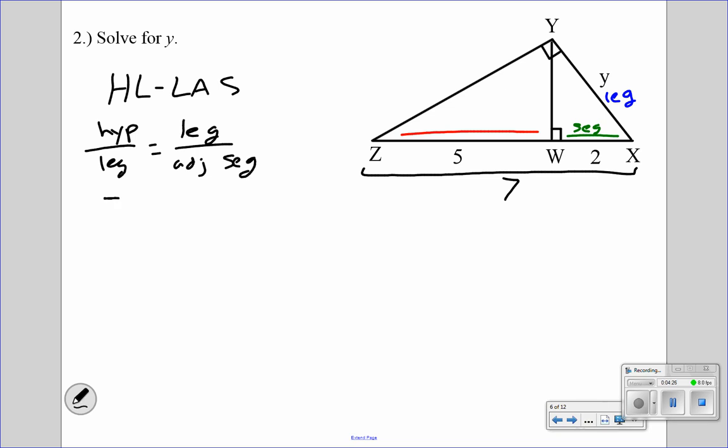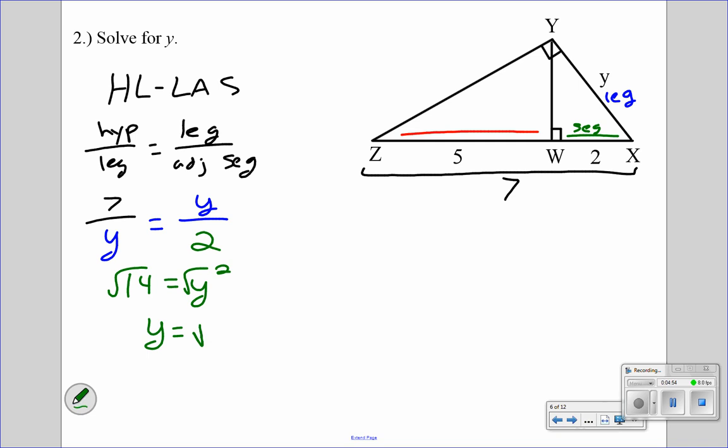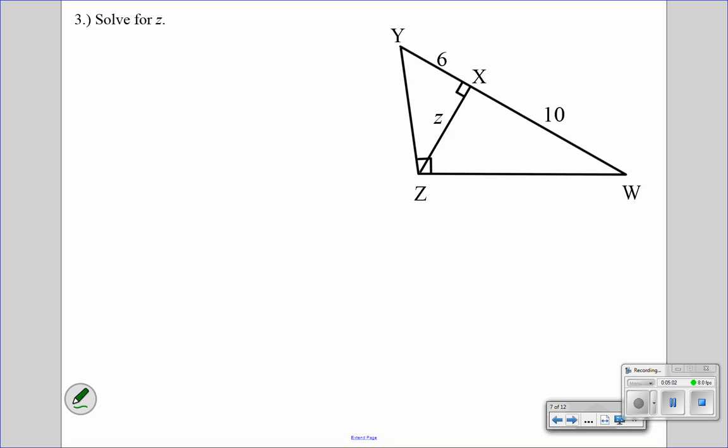So our hypotenuse is 7. Our leg is our y. Remember, if we use one leg in our first fraction, we're going to use it in our second one as well. And then our adjacent segment is 2. Notice it's the segment that's next to the leg that we're using. So if we cross multiply and solve, we get 14 equals y squared. We're going to square root both sides. We can't reduce or simplify the square root of 14, so y is just the square root of 14.